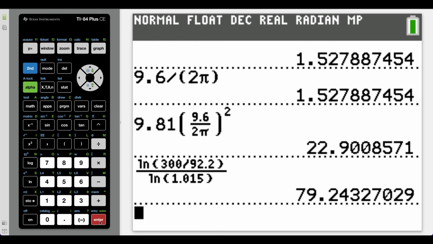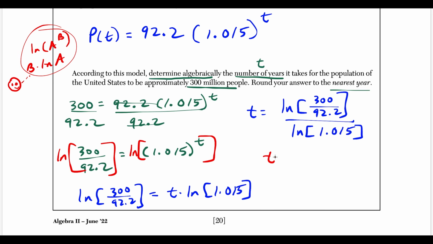So now rounded to the nearest year, we're going to go with 79 years because the 2 tells us to round down to 79. So once again, rounding to the nearest year, we have t equals 79 years.